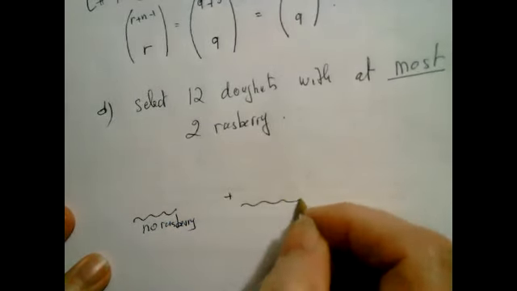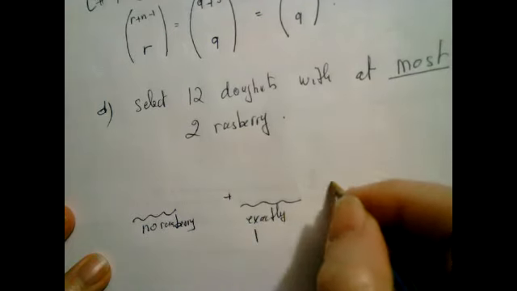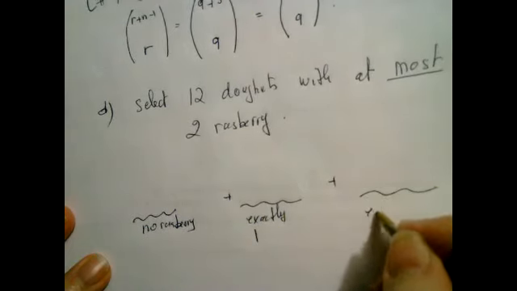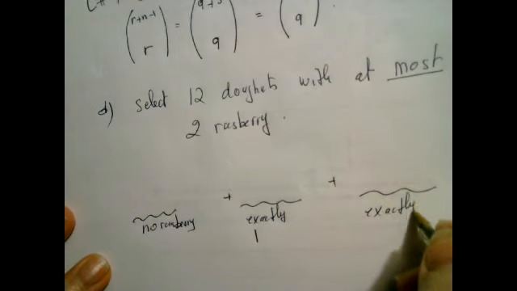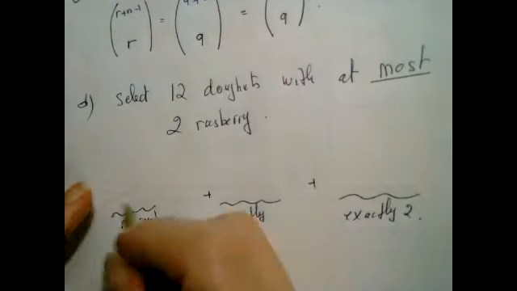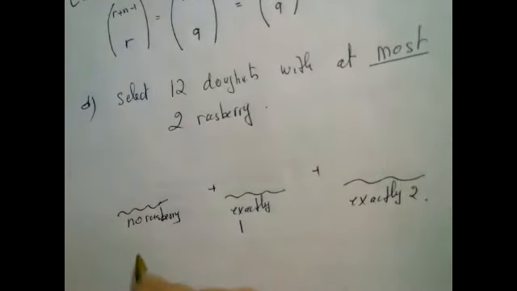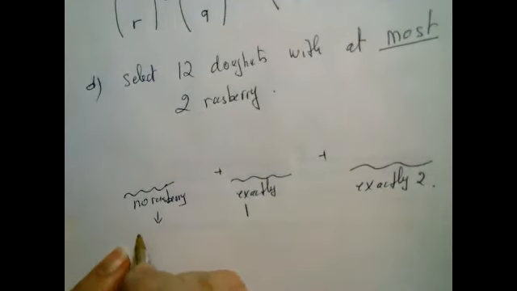Plus exactly 1, plus exactly 2. Okay, that's how we have to do it. Very good. Now, for each situation, what is going to be the answer? If we have no raspberry, it means the number of objects, we're still picking 12.